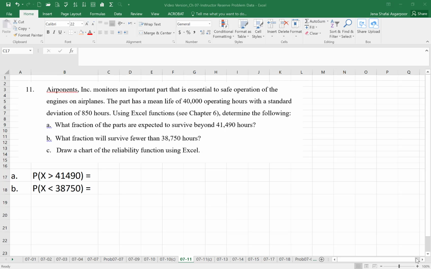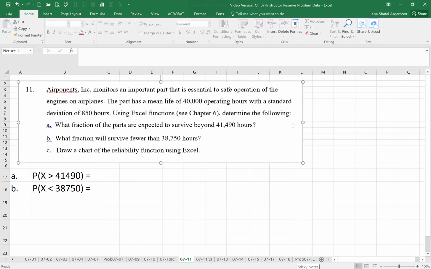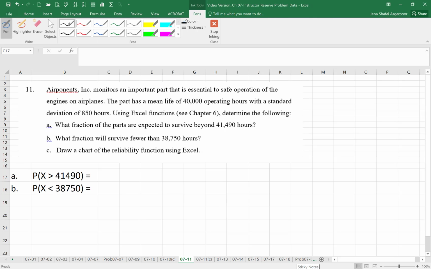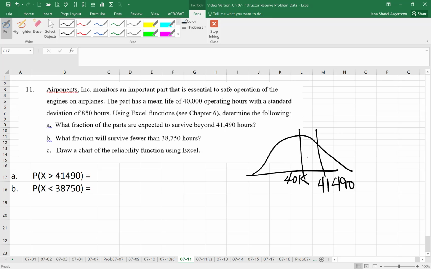What fraction of the parts are expected to survive beyond 41,490? So beyond 41,490 means greater than 41,490, and we know that the mean is 40K. So we want this area.